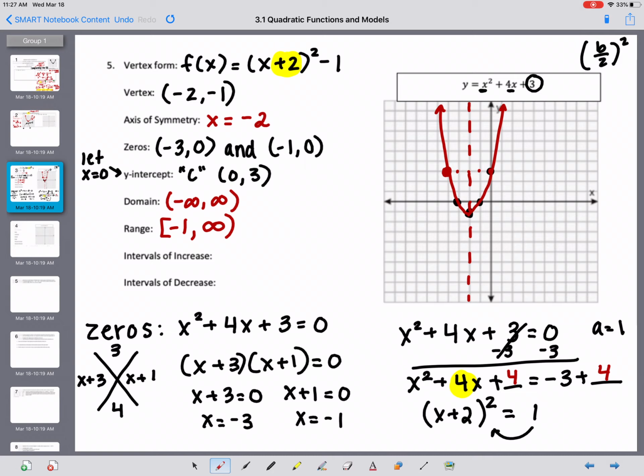Looking at the graph from left to right, I see that I decrease first. And remember, I only use the x values. So my interval of decrease is going to start at the beginning of my domain, but end when x is -2 at that vertex. And then after that vertex, it's going to pick back up and then go to infinity.